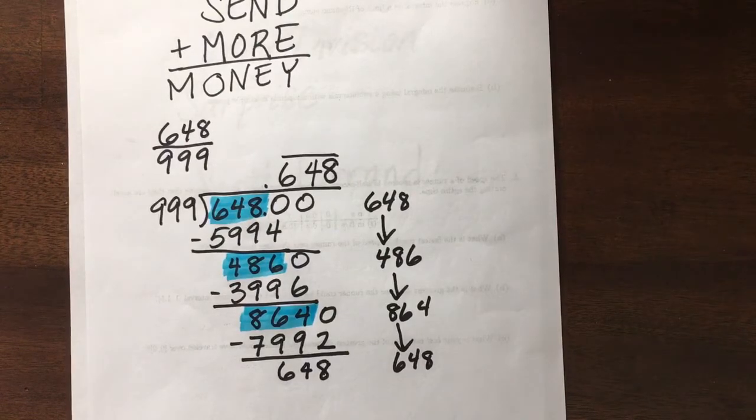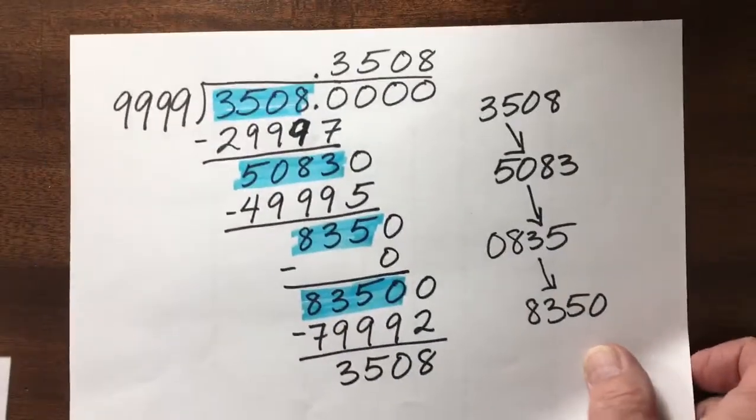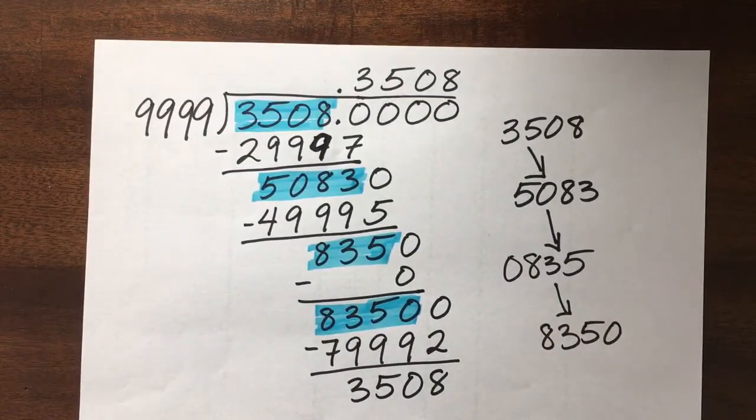Let me show you another one to maybe clarify what's going on. This one I won't make you sit through my long division. I divided 9,999 into 3,508. And look at the pattern that appears in the remainders as I move through there. It went 3508 to 5083 to 835 to 8350. So I hope you're seeing the rotating digits, which is sort of a little structure in there that I didn't know until I bumped into this.